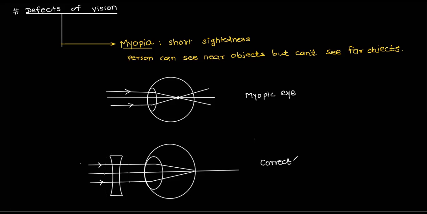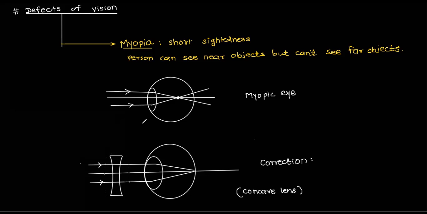So this is a correction. Which lens are we going to use? Concave lens. Correction is how we are correcting this defect, that is, using concave lens of suitable focal length.